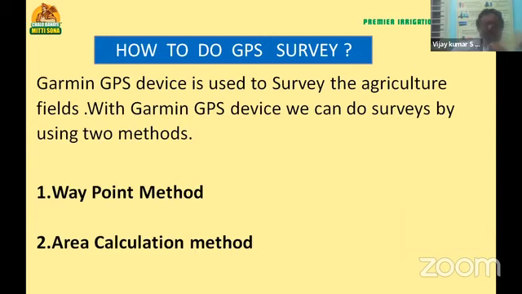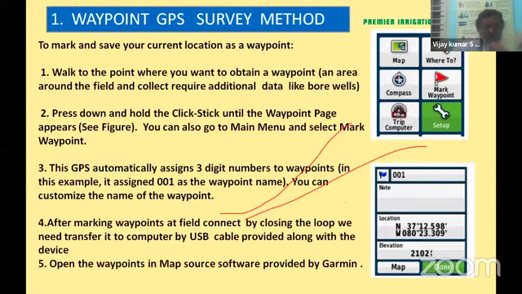So how should we carry out a GPS survey? I am going to specifically talk about a drip irrigation survey. Like I have been talking from the beginning, drip irrigation is the need of the hour, and farmers have to adopt drip irrigation for water conservation and application of fertilizers. So the basic first step that you need to do is to carry out a survey. And the survey will be carried out with this Garmin instrument, and we can do the survey by 2 methods. One is the waypoint method, and then you have the area calculation method. So let us now look at the waypoint method.